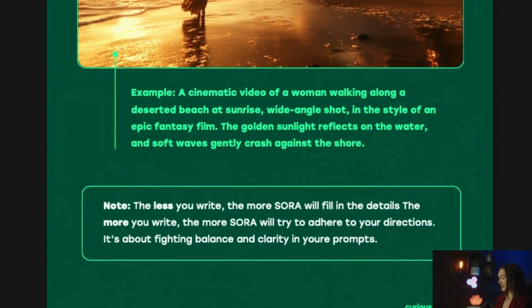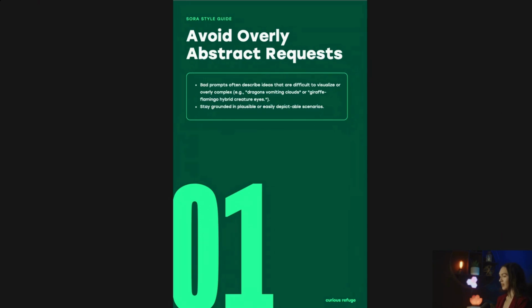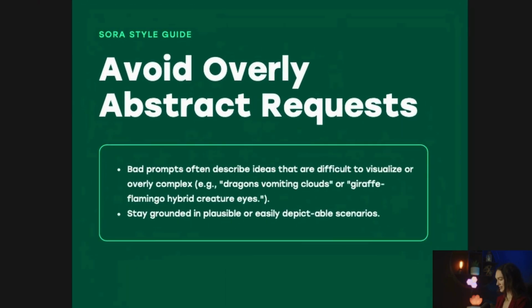The less you write, the more Sora will fill in the details. The more you write, the more Sora will try to adhere to your direction. It's about finding balance and clarity in your prompts. Next, avoid overly abstract requests. Bad prompts often describe ideas that are difficult to visualize or overly complex. An example of a bad prompt could be giraffe flamingo hybrid creature egg.